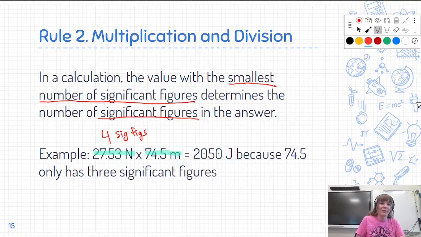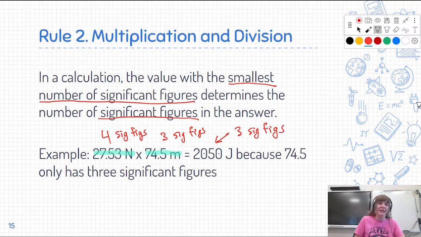And then we have 3 sig figs for this answer right here. This means that our answer has to have 3 sig figs. It cannot have 4. So that is the maximum number of sig figs our answer can have. So we have to round our answer so that we have 3 significant figures. In this case, it becomes 2,050 joules.